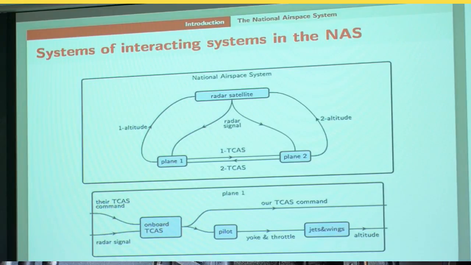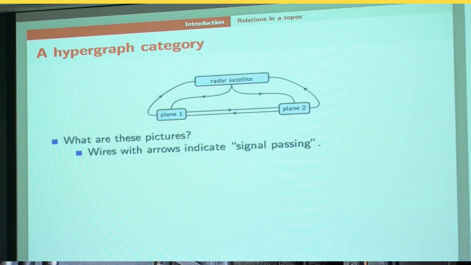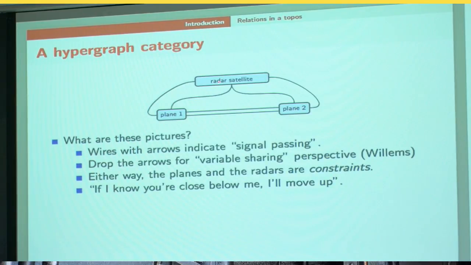Okay, so these pictures here where there's wires with arrows, that kind of indicates the direction of signal passing. Whereas many people like to think about dropping the arrows and think about just variable sharing. But whether you like that or not, it's the same picture.